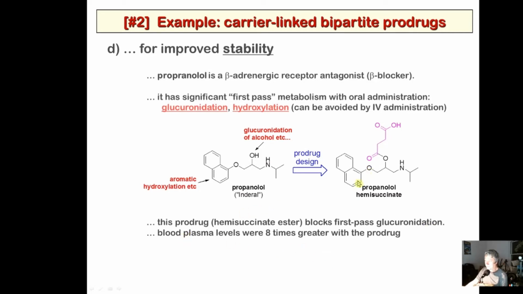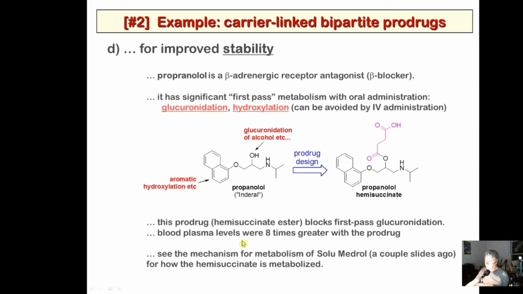And in this case, the blood plasma levels were 8 times greater, which is actually a pretty significant effect, right? If you take this, or take 1/8 of the amount of this, you get the same amount of drug in your blood. So that's a pretty cool example. And look at the mechanism of metabolism for solubility, which is prednisolone, or one of those prednisolone derivatives a couple slides ago, for how this works.